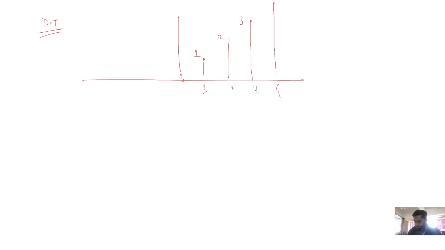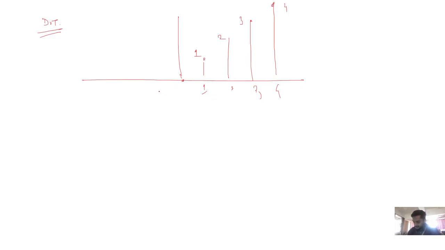Okay, so let me just tell you how it looks. Here I will take a liberty and start with the DT signal instead of a continuous signal, the discrete time signal. Suppose my signal is something like this: at 0 it is 0, at 1 it is 1, at 2 it is 2, at 3 it is 3, and at 4 it is 4.